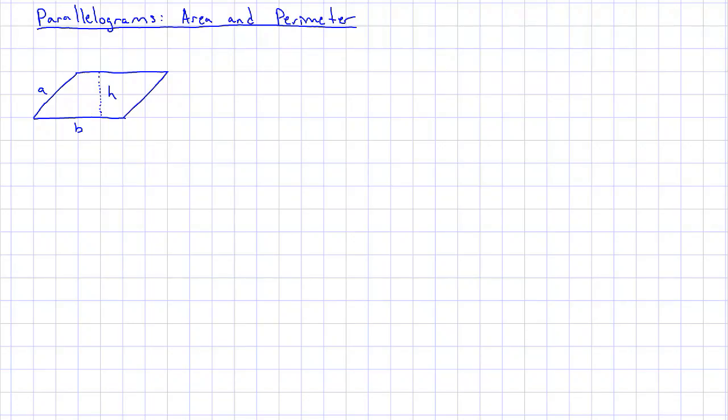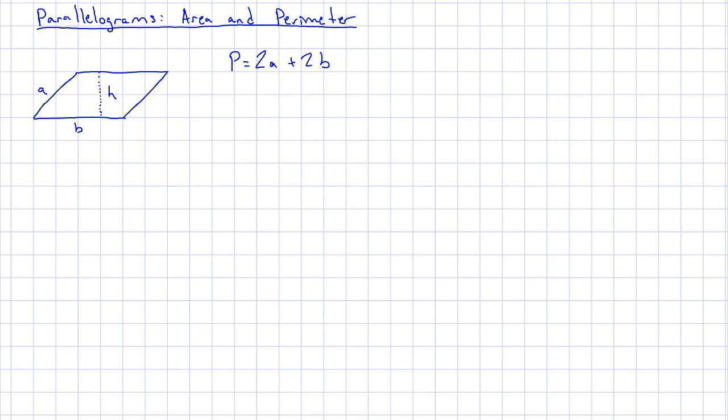Welcome. Here we're going to talk about how to find the area and the perimeter of a parallelogram. So when we are finding the perimeter, of course, we add all four sides. So the perimeter is going to be 2 times side length A plus 2 times side length B. That's usually fairly straightforward for students.